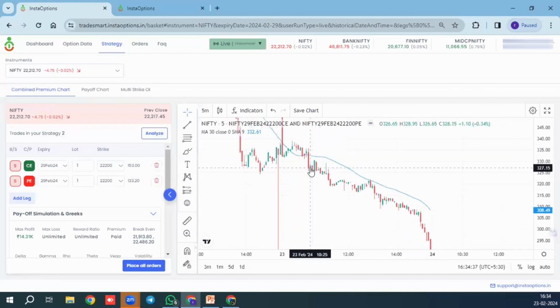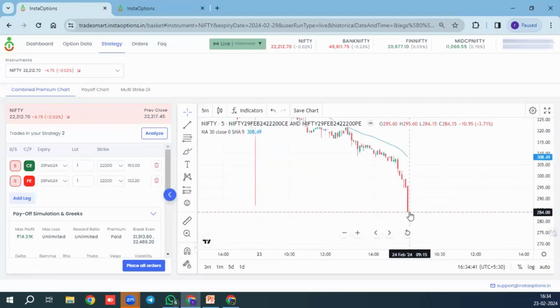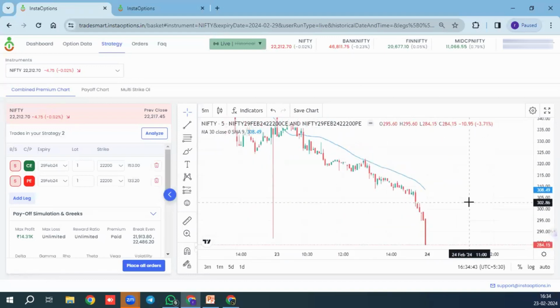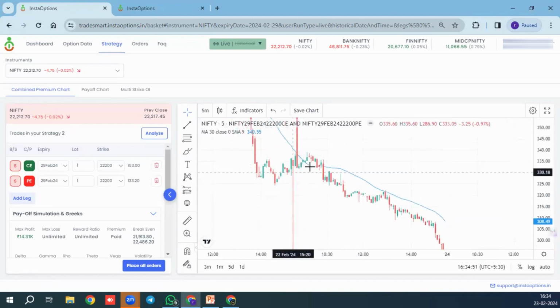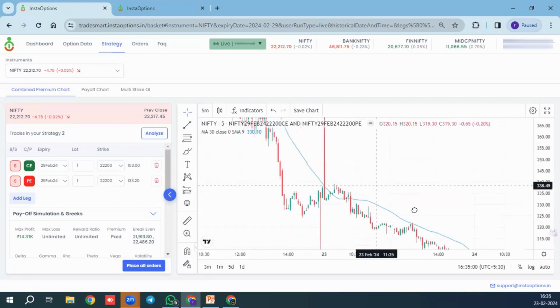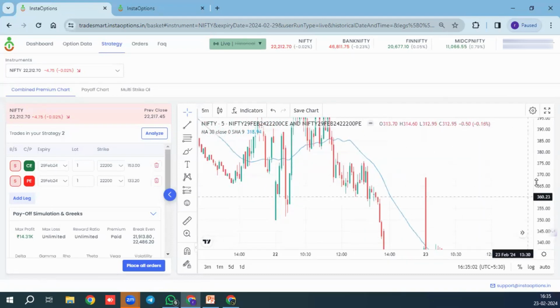But if you have held that from 326 till the end of the day, you can get at least some; if you have good hedges, you can make at least 1 to 2%. Okay, so you made a loss of around 10 points or 15 points for that matter. Even 25 points is good enough for an option seller. Okay, so this is how we can do option selling using the combined premium chart.